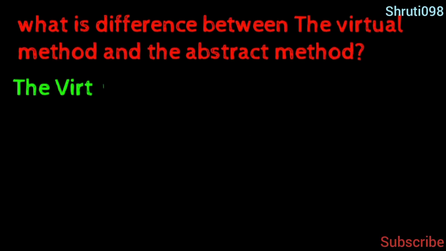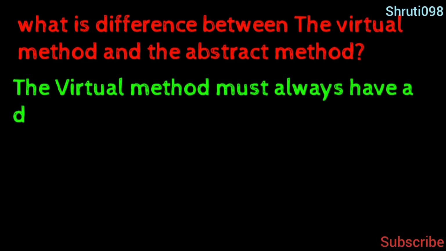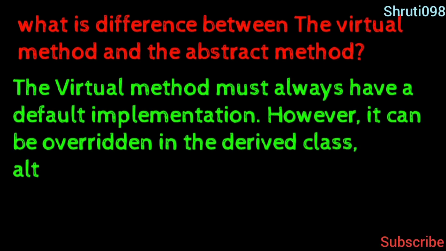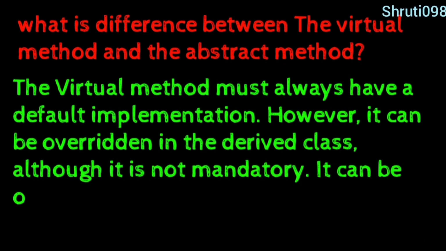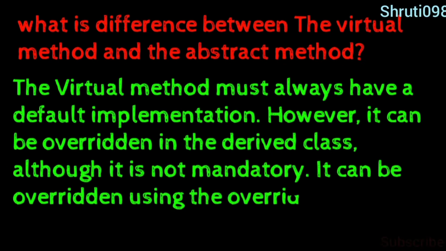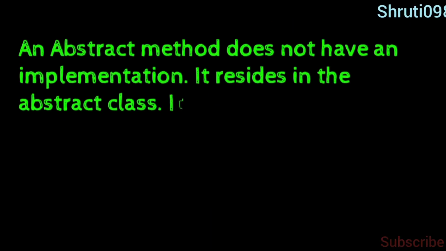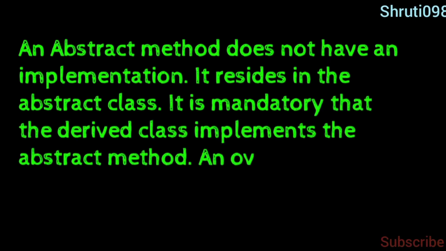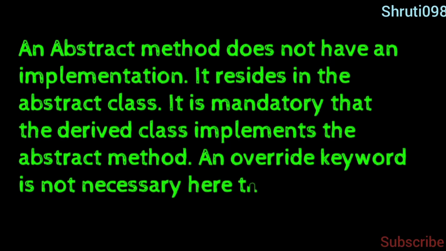Question: what is the difference between the virtual method and the abstract method? Answer: the virtual method must always have a default implementation. However, it can be overridden in the derived class, although it is not mandatory. It can be overridden using the override keyword. An abstract method does not have an implementation. It resides in the abstract class. It is mandatory that the derived class implements the abstract method. An override keyword is not necessary here, though it can be used.